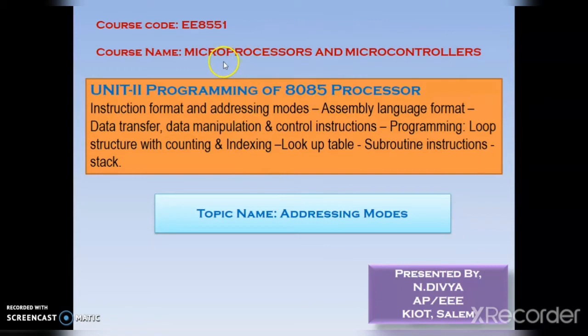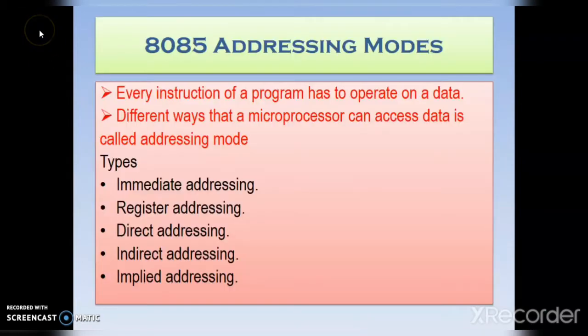Welcome back to the video lecture series on the course Microprocessors and Microcontrollers. In this video we are going to discuss the topic of addressing modes in Unit 2, Programming of the 8085 microprocessor. Let me explain what is meant by addressing modes.